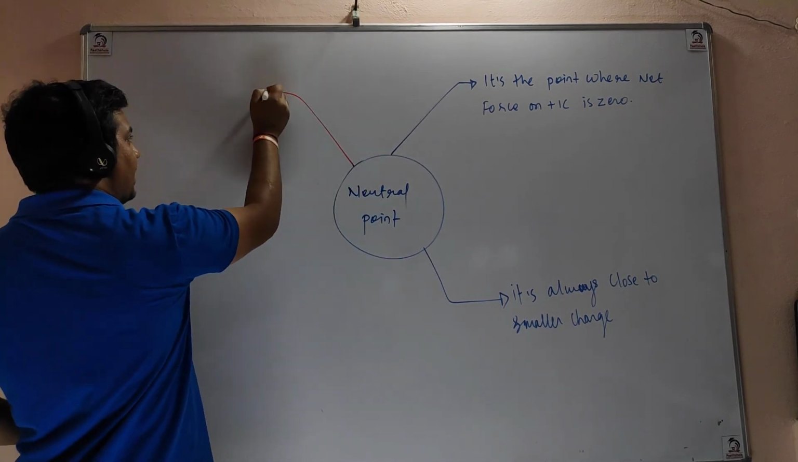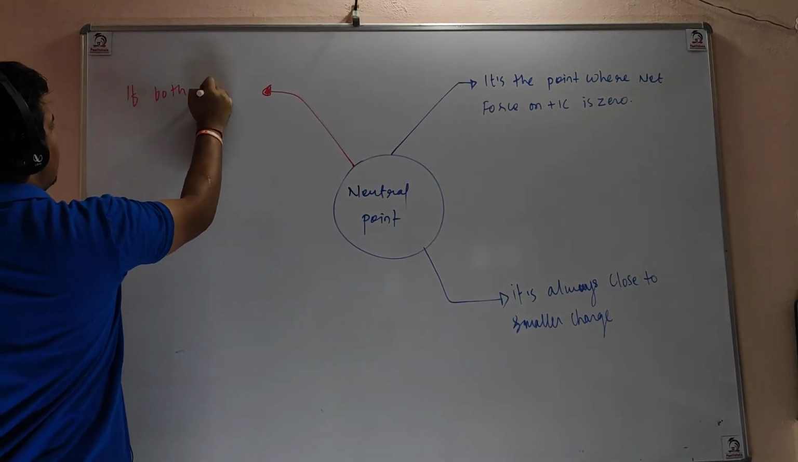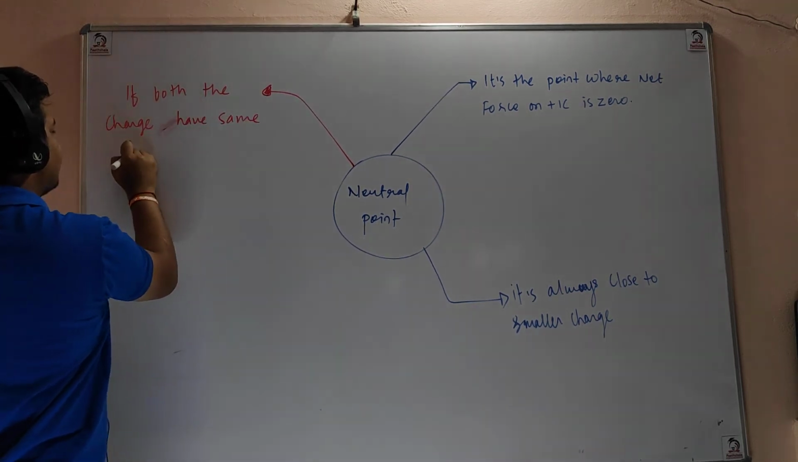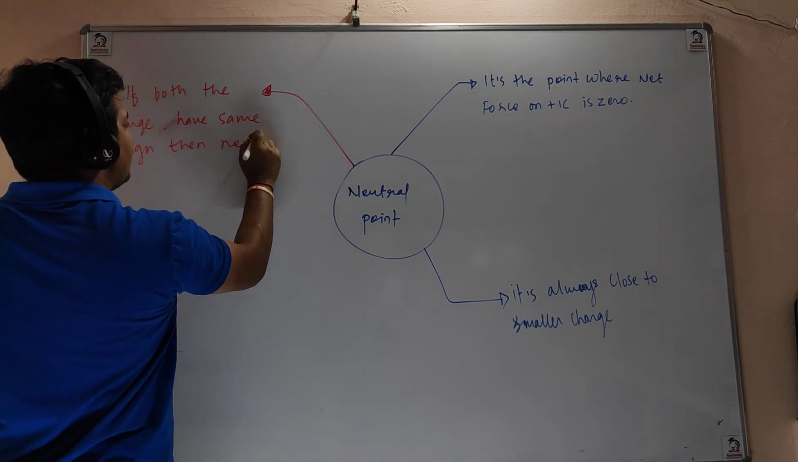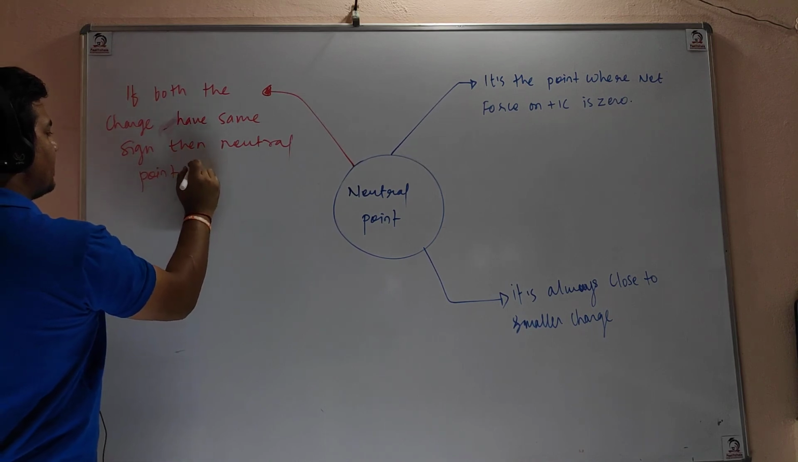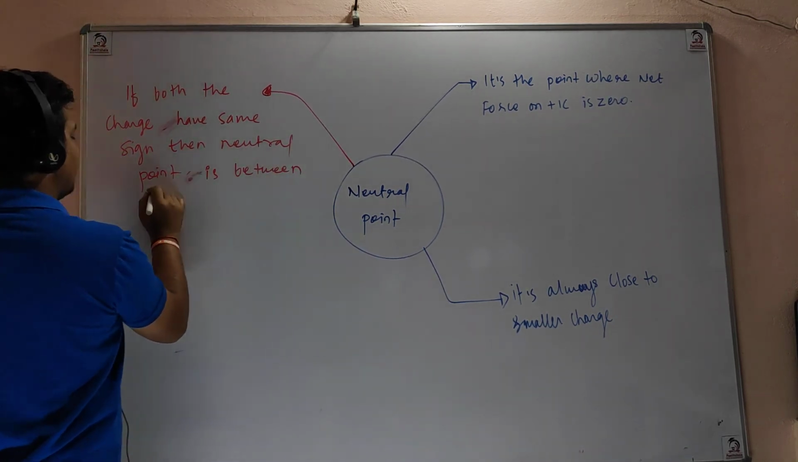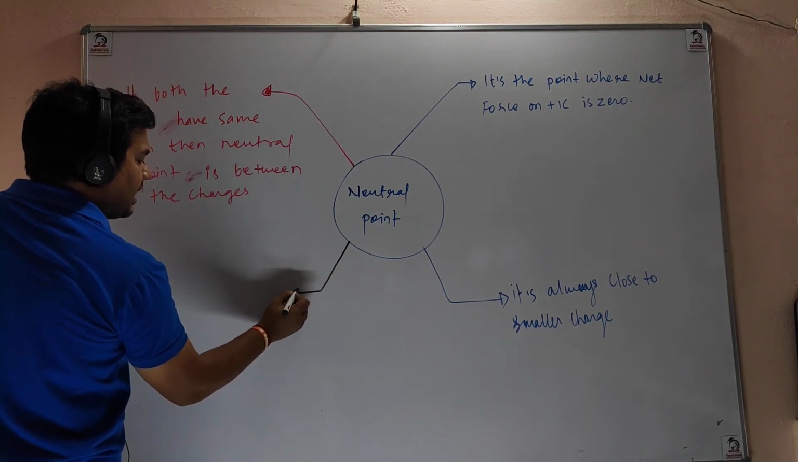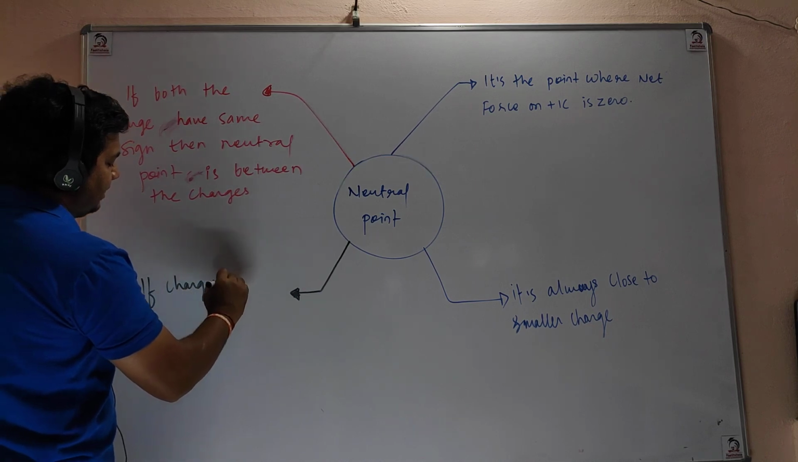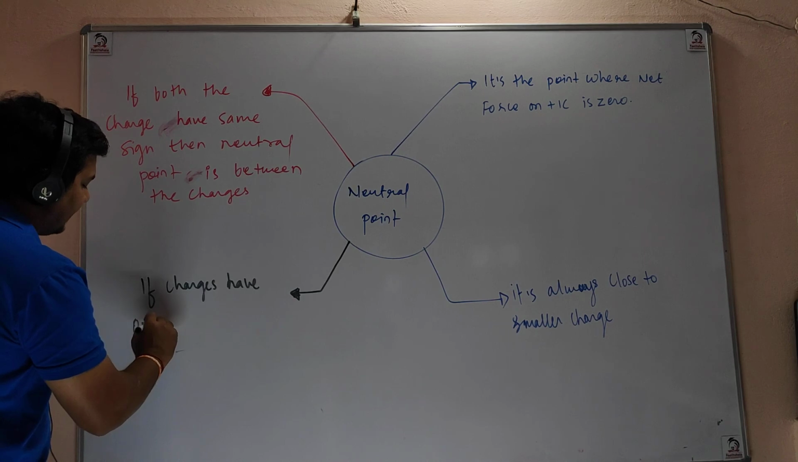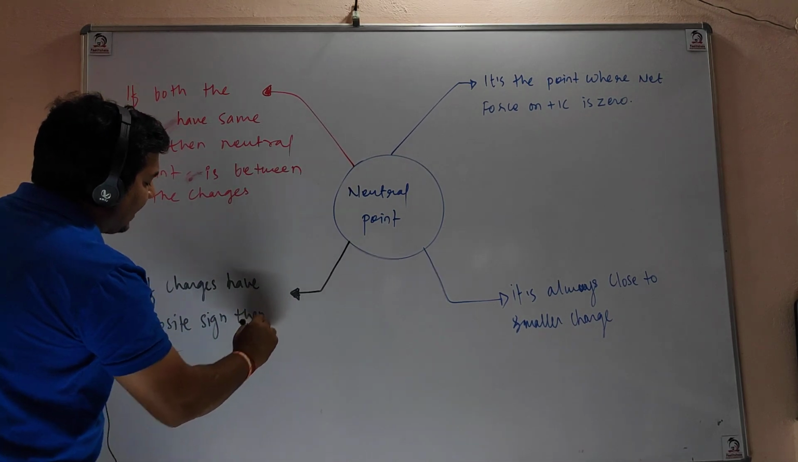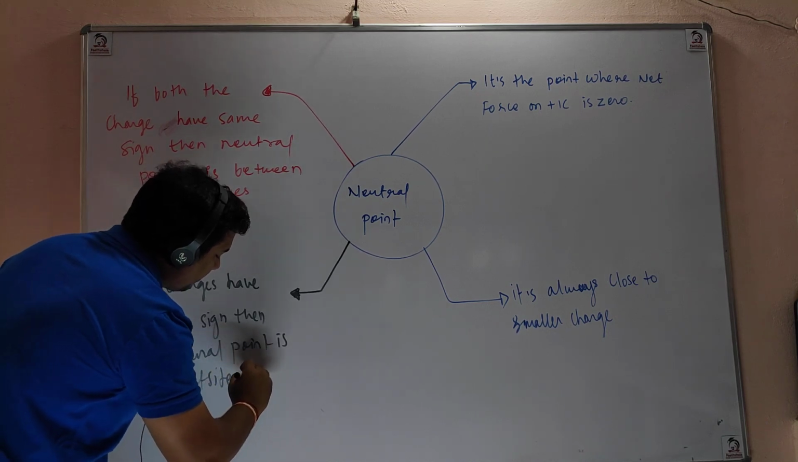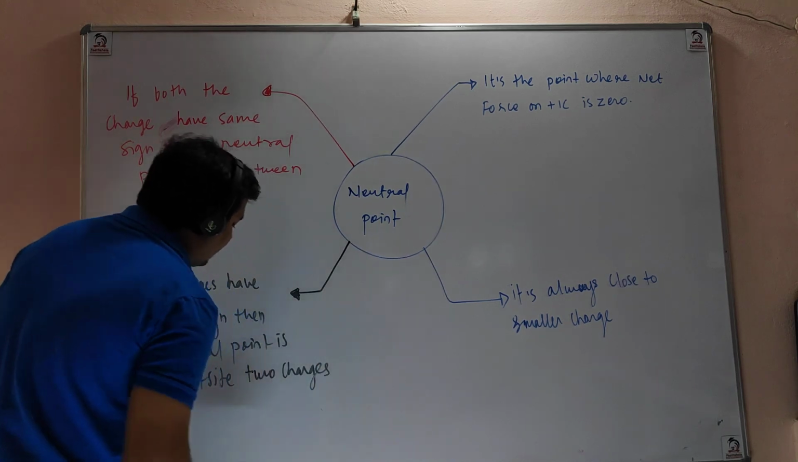Neutral point for a system of two charges. Third point: if both the charges have the same sign, then the neutral point is between the charges, and if the charges have opposite sign, then the neutral point is outside the two charges but close to the smaller charge.